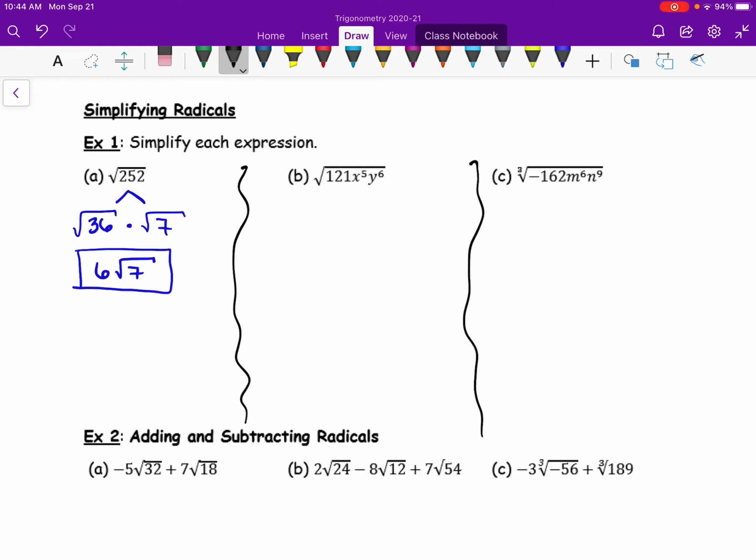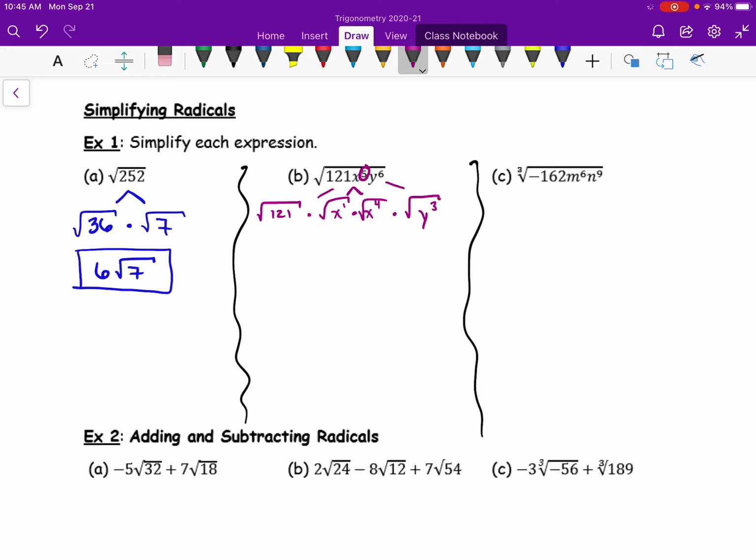Alright, looking at B, the nice thing is that 121 is a perfect square. So I'm going to pull that out. Got 121. You got x to the 5th. With exponents, they need to be divisible by the radicand. And our radicand here is 2. It's always 2, we just don't write it all the time. Since it's an odd number, I just need to take 1 x out. So I take one exponent out of the 5, I'm left with x to the 4. And now 4 is divisible by 2. Then we look at y to the 6th. 6 is divisible by 2, so I'm going to leave that in the house.